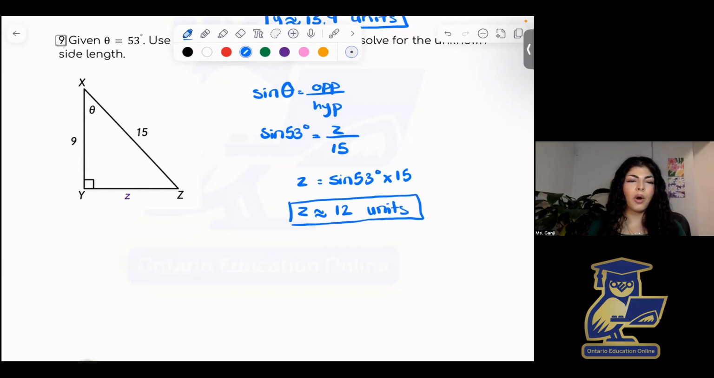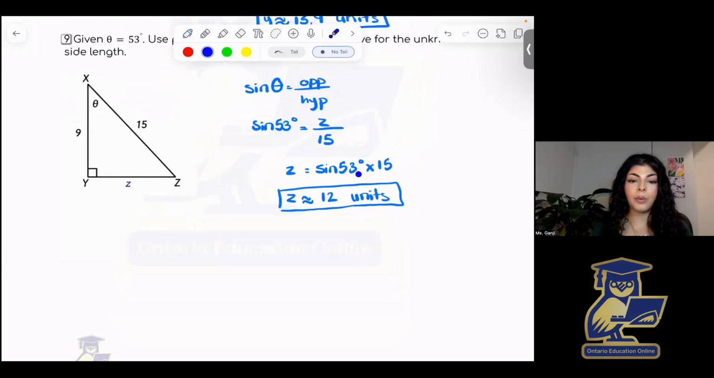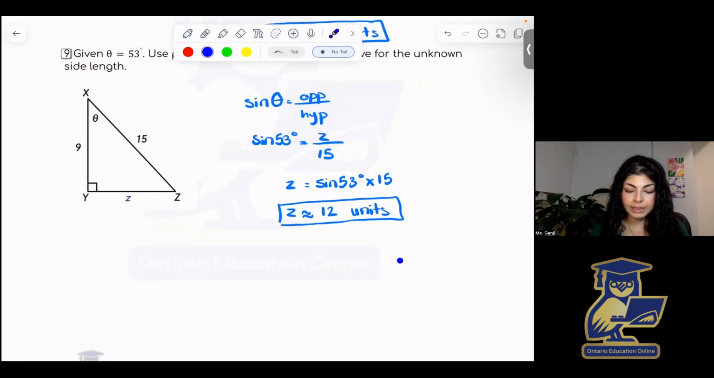And that's precisely or almost a 3-4-5 triangle, multiplied by a scale factor of 3 in this case, and it is approximately the angles that we would expect here. So double check using another ratio that you also get 12 units here.